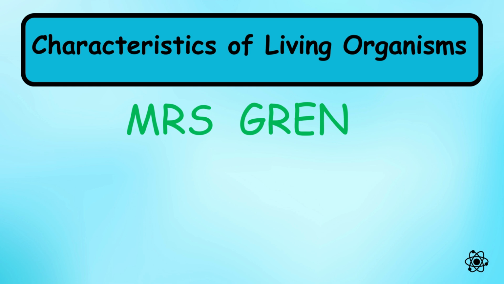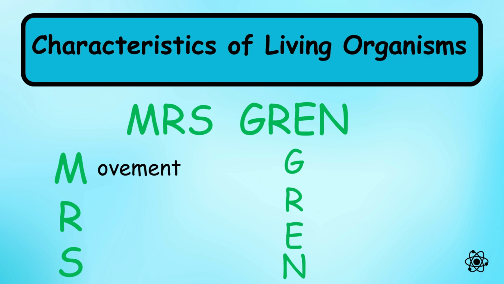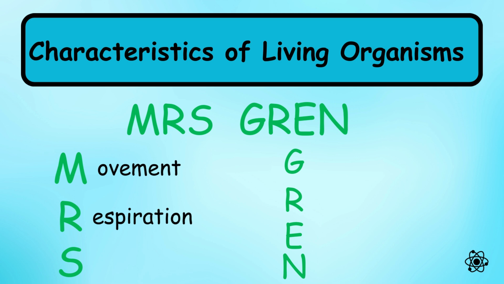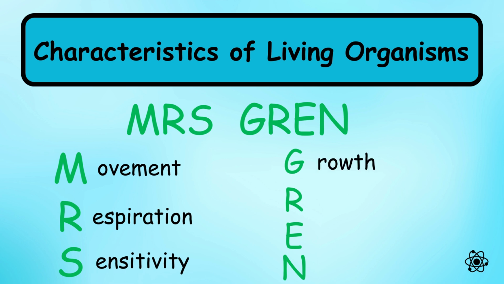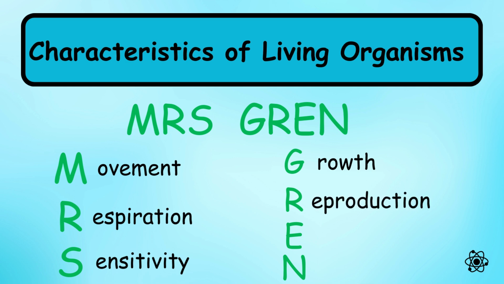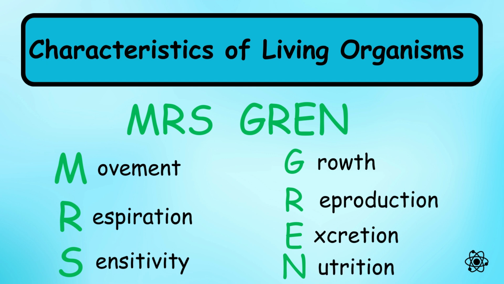Mrs. Green is a mnemonic that may help us remember the 7 characteristics of living things. M stands for movement, R stands for respiration, S stands for sensitivity, G stands for growth, R stands for reproduction, E stands for excretion, and N stands for nutrition.